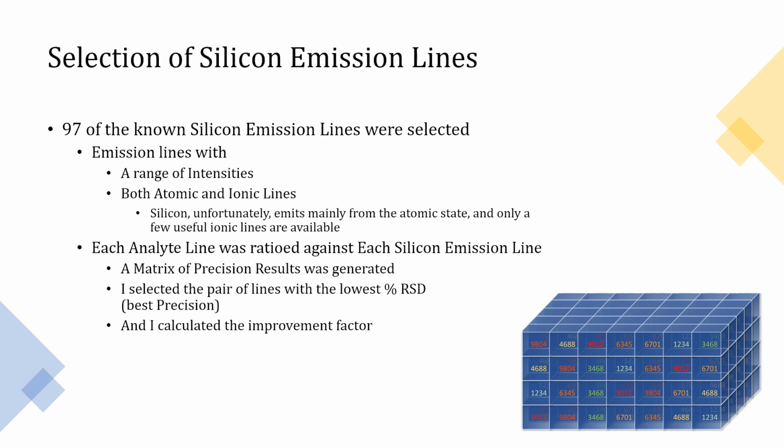Each analyte line was ratioed against each silicon emission line. A matrix was generated with precision results, and I selected the pair of lines with the lowest percentage RSD, and I calculated the improvement factor for each of those.